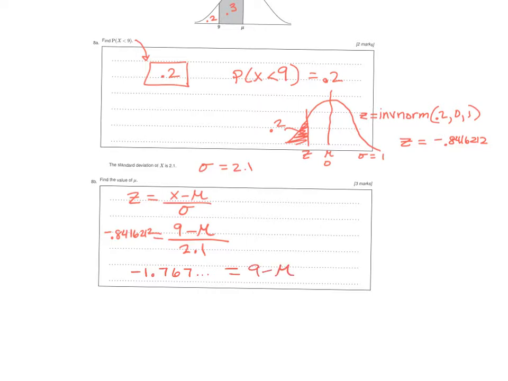Then we are going to subtract 9 from both sides. So that gives me negative 10.76, and so on. And then divide both sides by negative 1. So we get 10 point, and I'm going to round to 3 significant figures, so that's 10.8. So the trick is always to put in for x a value that you know, and to find the z-score associated with that x by using the area that you know.